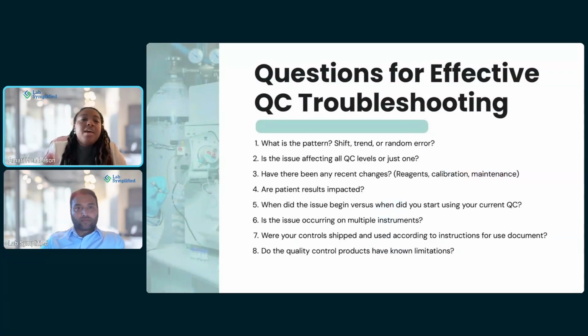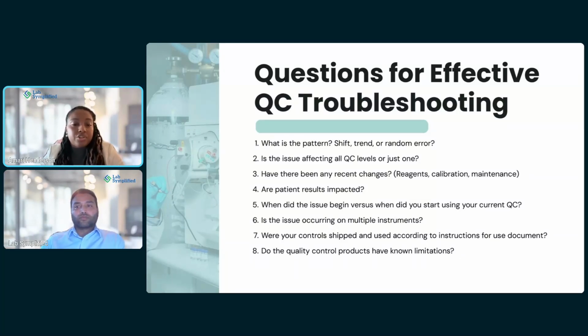Effective questions for the QC troubleshooting process. What is the pattern? We've mentioned shift, trend, or random error. A lot of times I'll ask customers, can you send me your Levy-Jennings chart? Because I'd like to take a look if there were certain patterns.